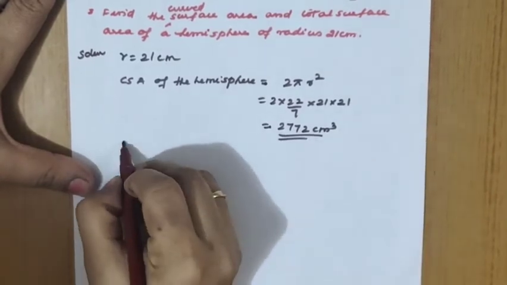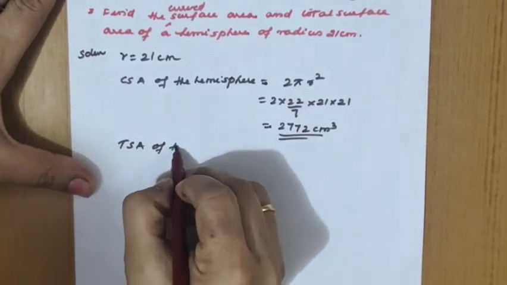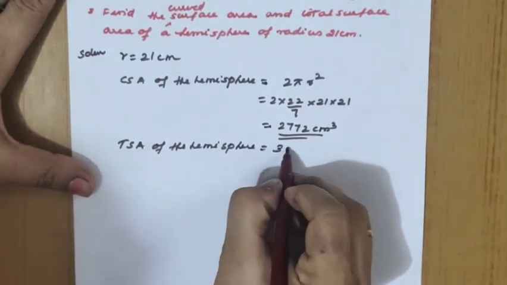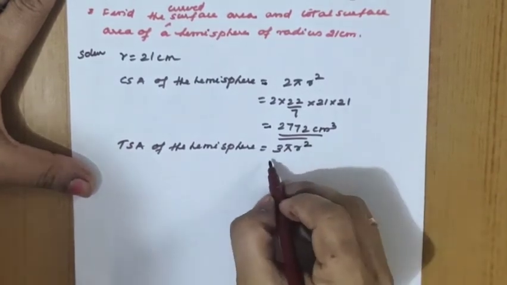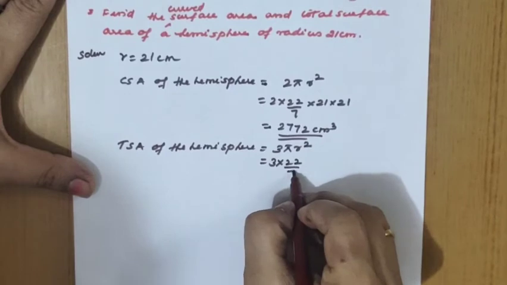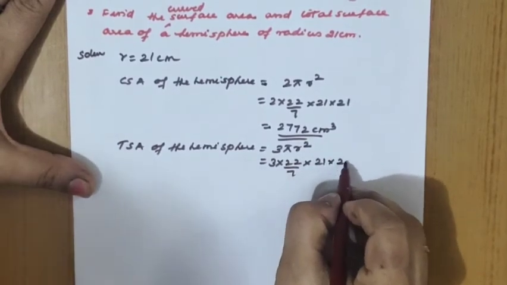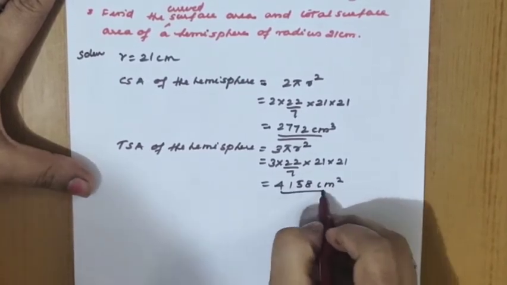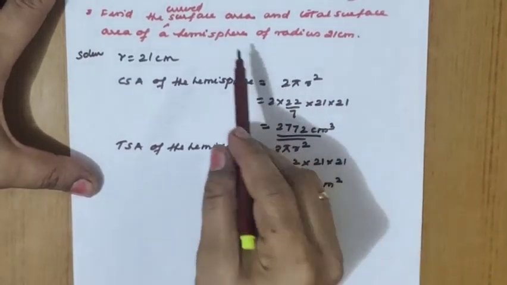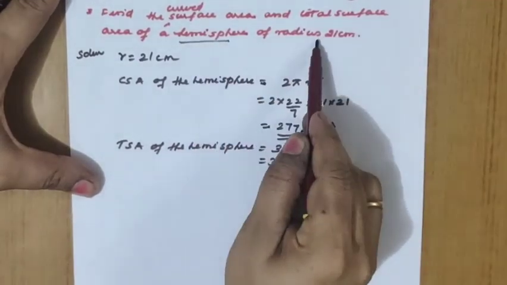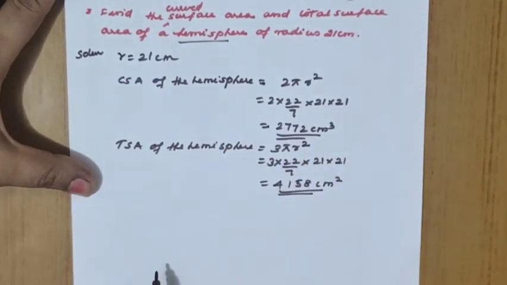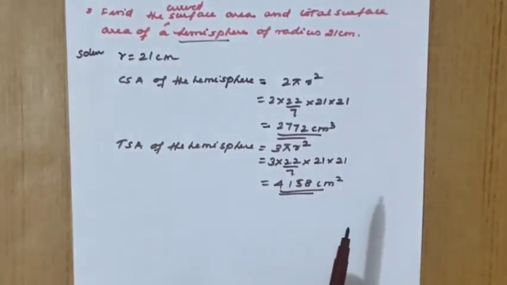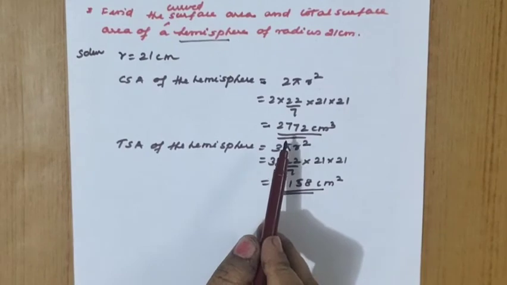Now what is next? TSA of the hemisphere. If you know the formula, this chapter is very easy. It is 3 pi r square. So write down and learn correctly. 3 into 22 by 7 into 21 into 21. So your answer is 4158 centimeter square. Both questions we have done are for a hemisphere only, not a sphere. It is asked for a hemisphere only, with r equal to 21. CSA is 2 pi r square, TSA is 3 pi r square. Direct substitution only. Respectively their values are 2772 and 4158.